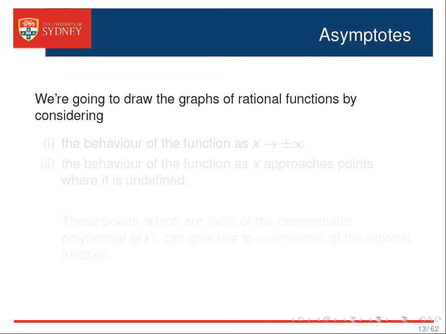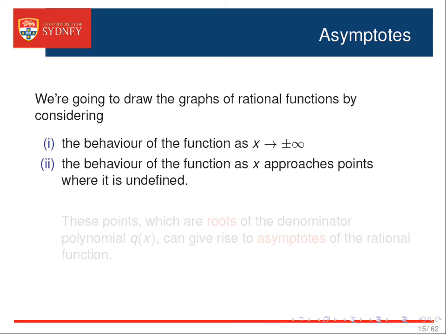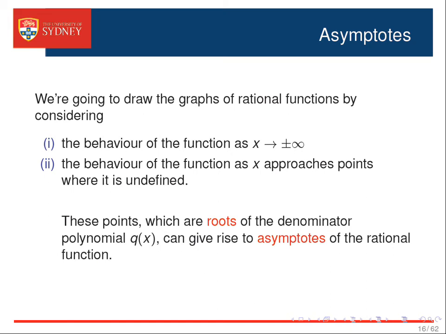We're going to draw basic sketches of rational functions by thinking about the following information: the behavior of the function as x gets very large, either positive or negative, as well as the behavior of the function as x approaches points where the function is undefined, i.e., the roots of its denominator. These values can give what are called asymptotes of the rational function.